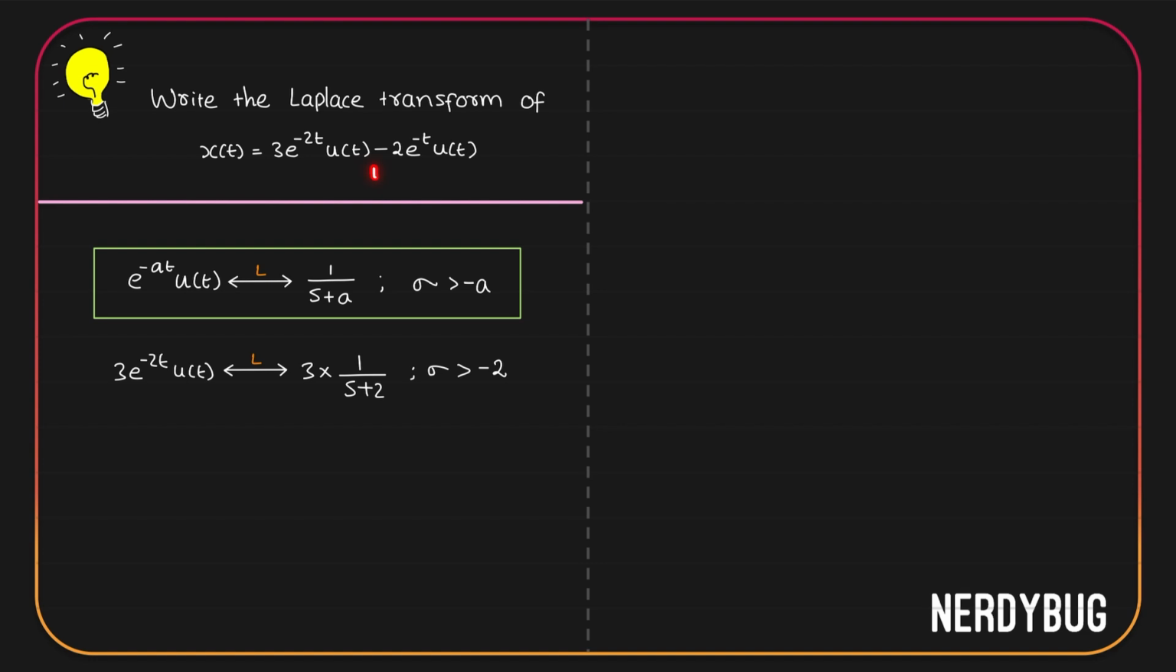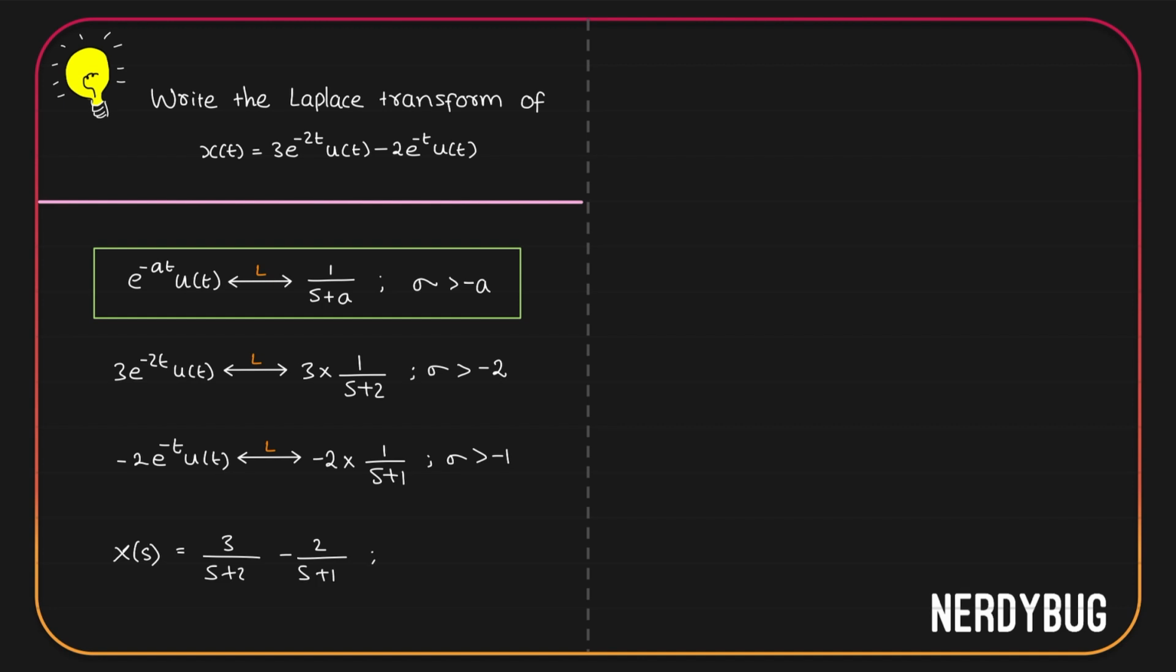Similarly, the second part of x of t is minus 2 e raised to minus t u of t. Its Laplace transform will be minus 2 times, e raised to minus t u of t is of the form e raised to minus at u of t. A is here 1. So Laplace transform will be 1 by s plus 1 and ROC will be sigma greater than minus 1. Putting them together, we can write X of s, that is the Laplace transform of our signal x of t, is 3 by s plus 2 minus 2 by s plus 1.